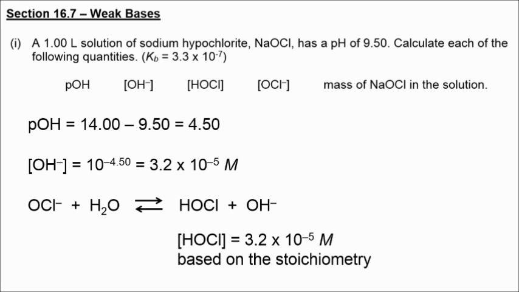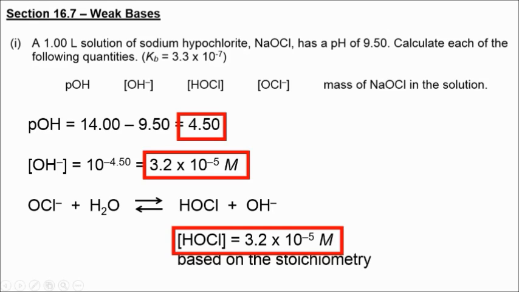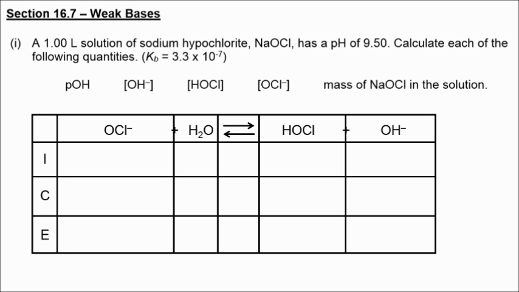Might be helpful to make an ice table to figure this out. So far we know the pOH of the solution, we know the concentration of the hydroxide, and we know the concentration of HOCl. On to our ice table. That will help us calculate the concentration of the hypochlorite ion, OCl-. Let's fill in as much as we can in the ice table.